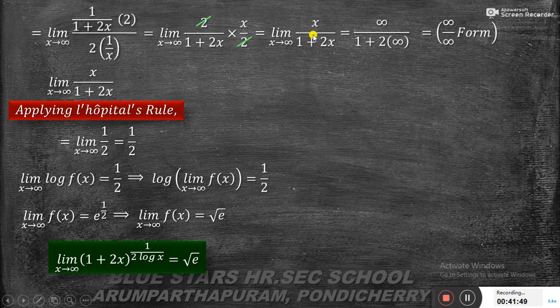So I write this step. Before this step we applied the limit, so before this step we take the function. I write limit x tends to infinity x by 1 plus 2x, applying L'Hopital rule.